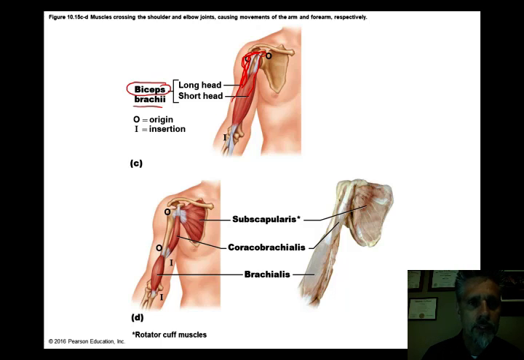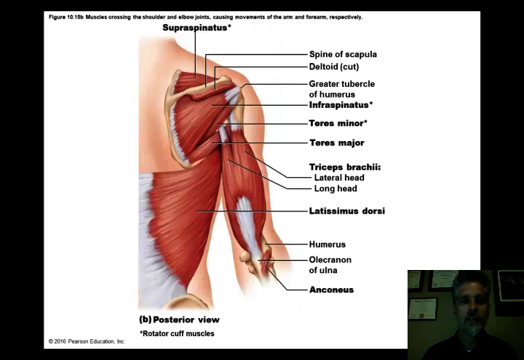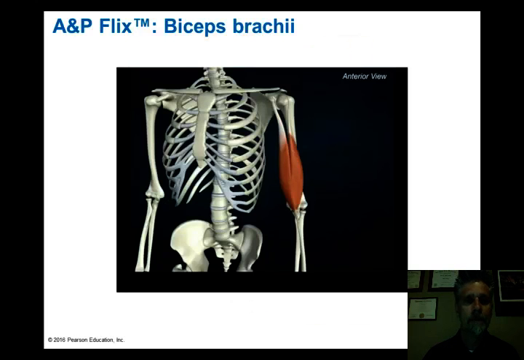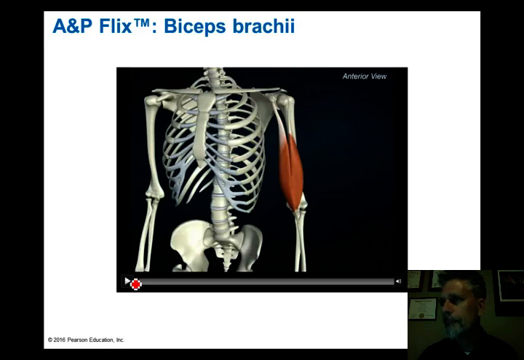But when we look at the insertion, see how the insertion goes down here? The insertion goes beyond the elbow joint. So we actually get action at the shoulder joint, and we get action at the elbow joint. 2 joints affected. And then we see our triceps brachii as well, which is going to have that opposite action, right? So let's take a look here.